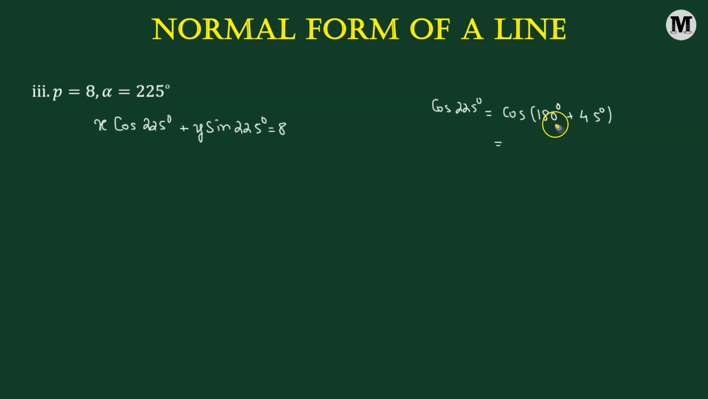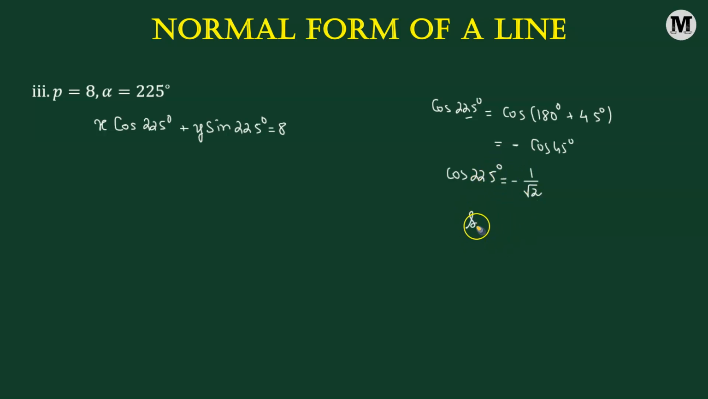The cosine of 180 plus 45 means we have cosine of 45 degrees, but 225 means we are in the third quadrant. So we're in the third quadrant, where the tangent function is positive and everything else is negative. So we'll get negative cosine 45 degrees, or we can say negative 1 over square root of 2. That is going to be the value of cosine of 225 degrees.